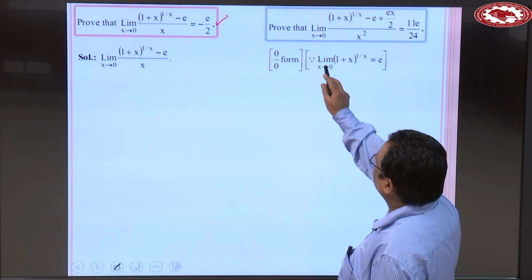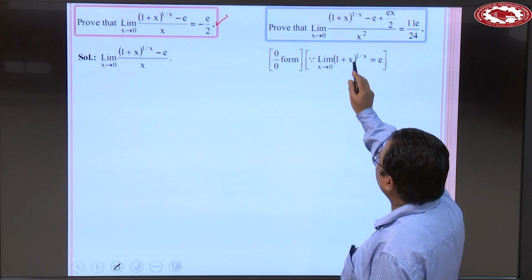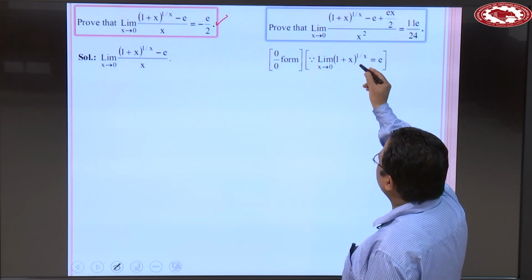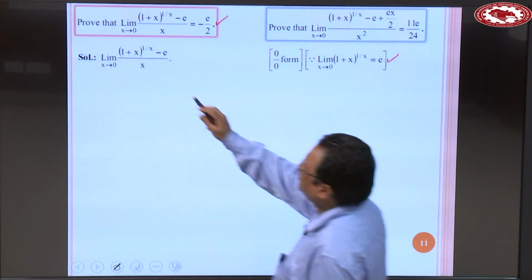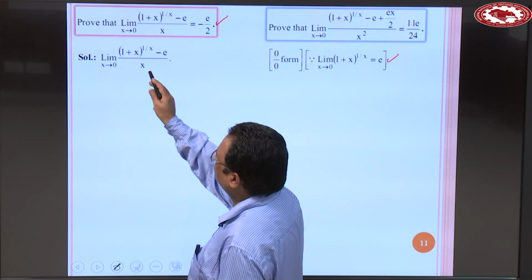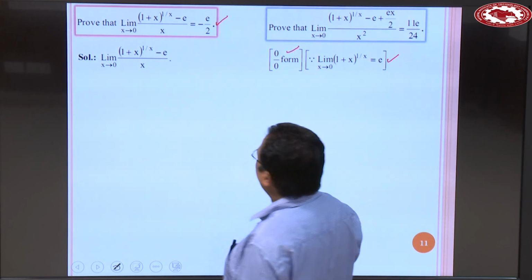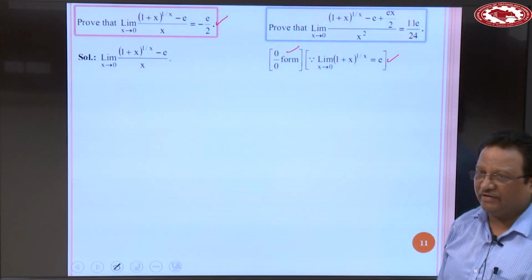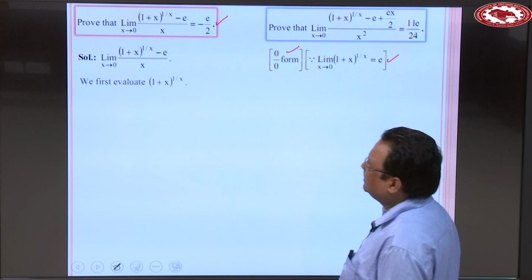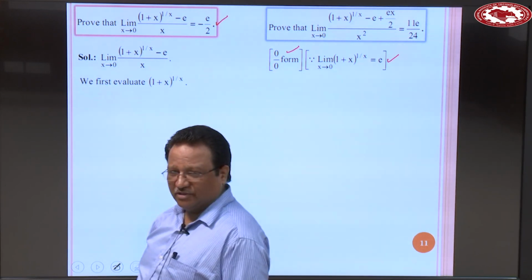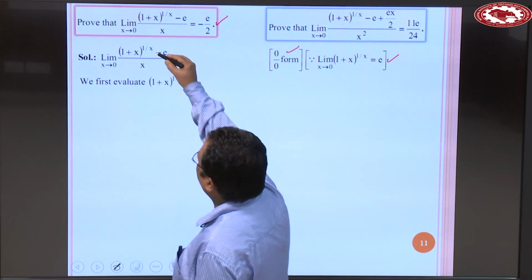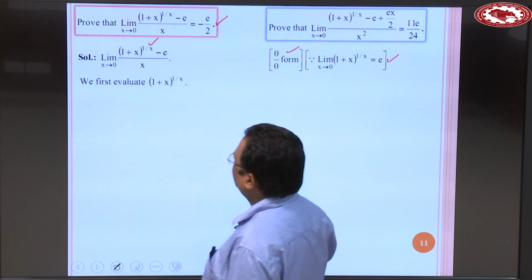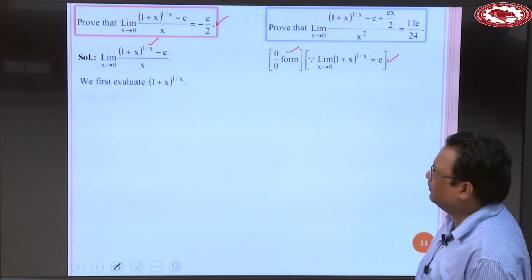The reason is limit x tends to 0 of (1 plus x) to the power 1 over x. We know this standard formula, that it is e. When we substitute, e minus e is 0, and x tends to 0, so this becomes 0 over 0 form. When it becomes 0 over 0 form, we can apply L'Hospital rule. But before using L'Hospital rule, first evaluate this term, (1 plus x) to the power 1 over x.